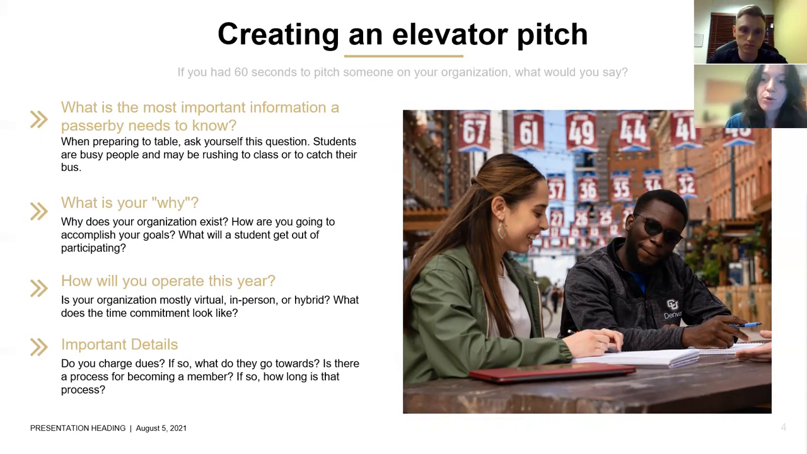And then make sure you give them important details that could change someone's decision to join. Do you charge dues? If so, what do those go towards? Is there a process for becoming a member? If so, what does that process look like?